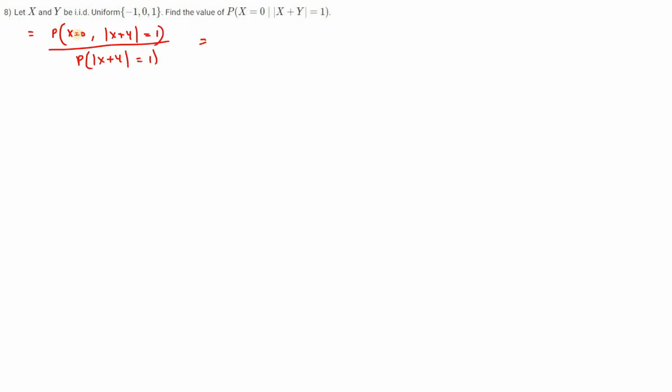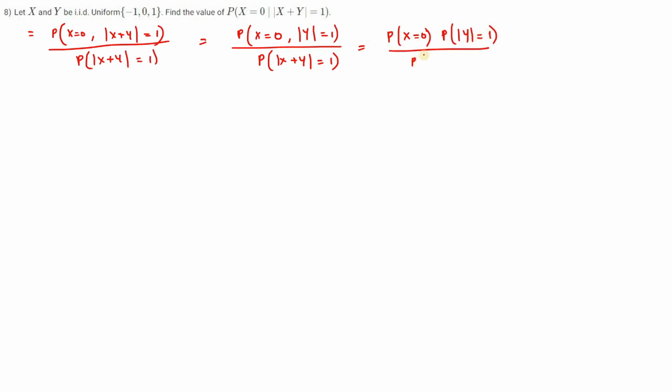In the numerator they have said that x is equal to 0, so here we can directly substitute x is equal to 0. What will happen here? That is the probability of x equal to 0 comma mod y is equal to 1, whole divided by the probability of mod x plus y is equal to 1. Because in the denominator we do not know the value of x, it goes over all the possible values that it can take, so obviously we cannot substitute the value of x here. And now since they have mentioned IID, we can split up the numerator, that is probability of x is equal to 0 into probability of mod y is equal to 1, divided by probability of mod x plus y is equal to 1.